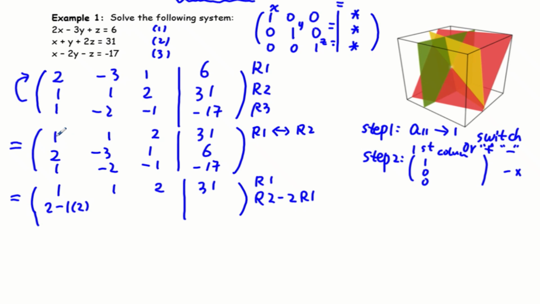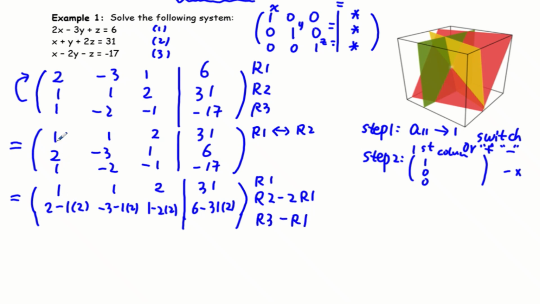So 2 minus row 1 times 2. Then -3 minus row 1 times 2. Then 1 minus row 1 times 2. 6 minus row 1 times 2. This is R2 minus 2R1. Then the third row is just R3 minus R1.